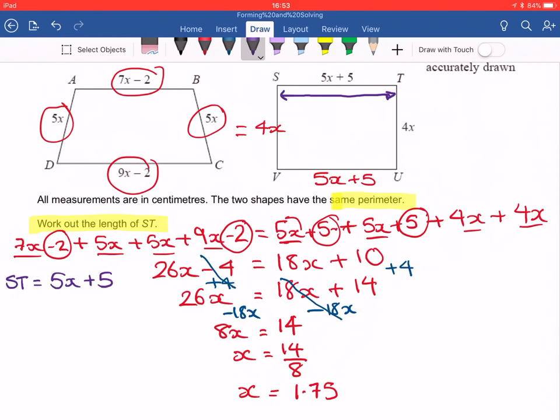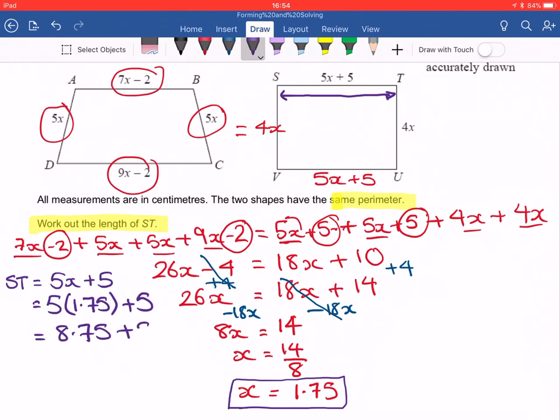Okay, but what do we know now, miss, that we didn't know before? We now know that x is equal to 1.75. So we've worked out a value for x, so we should now be able to substitute to find out a value for ST. 5x means 5 times x, and if x is equal to 1.75, we can say 5 times 1.75, and then whatever that is, add 5. So 5 times 1.75 is 8.75. And then if we add 5 to it, we should get 13.75.